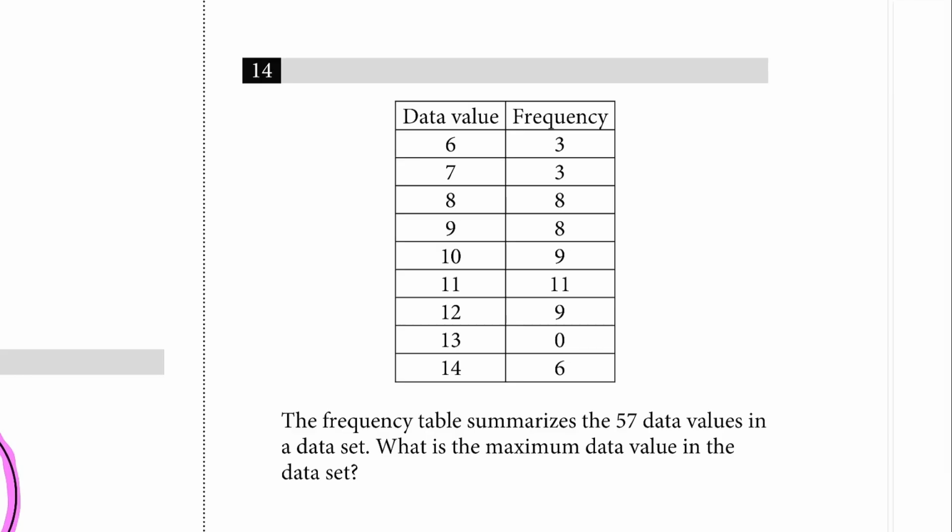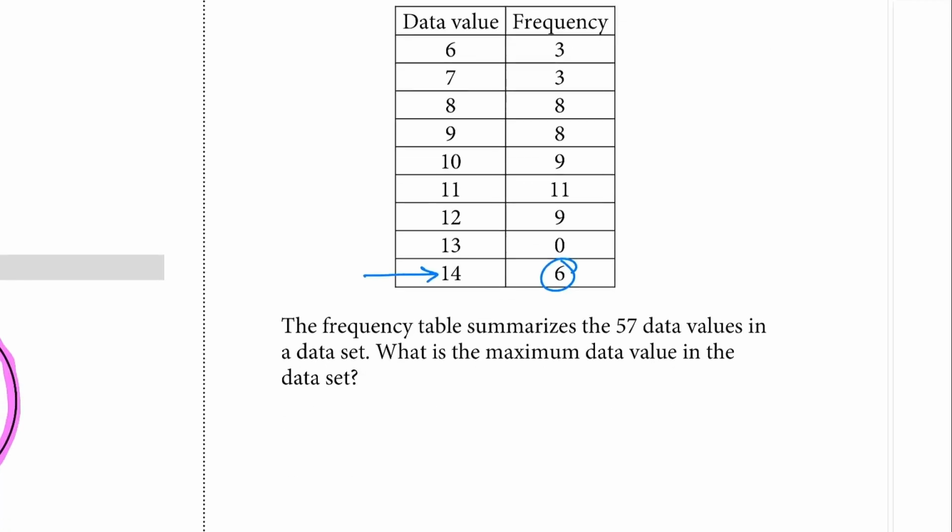The frequency table summarizes the 57 data values in a data set. What is the maximum data value in the data set? So the maximum data value is going to be 14 because it occurs 6 times.